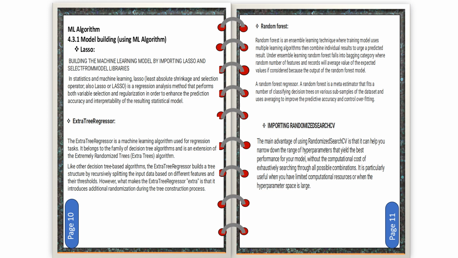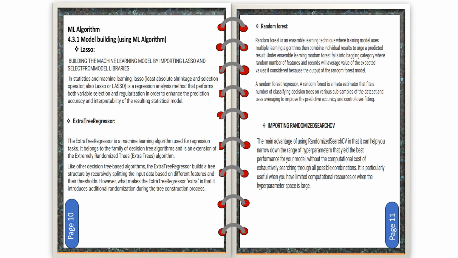In ML algorithms, there are different libraries. First one is lasso. In statistics and machine learning, lasso is a regression analysis method that performs both variable selection and regularization in order to enhance the prediction accuracy and interpretability of the resulting statistical model. Next one is extra-tree regressor. Extra-tree regressor is a machine learning algorithm used for regression tasks. It belongs to the family of decision tree algorithms and is an extension of the extremely randomized trees algorithm.